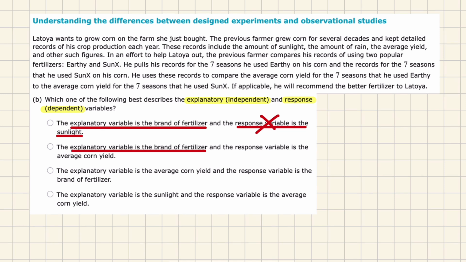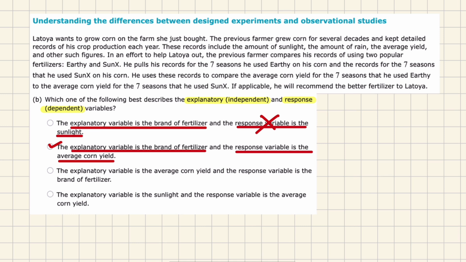Moving to the second option, this has the explanatory variable is the brand of fertilizer. So again, this sounds right. And the response variable is the average yield of the corn. So we can independently change the brand of fertilizer and see how the corn yield responds. This would be our correct answer.